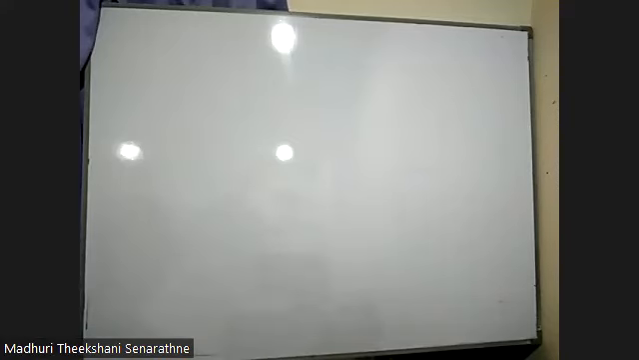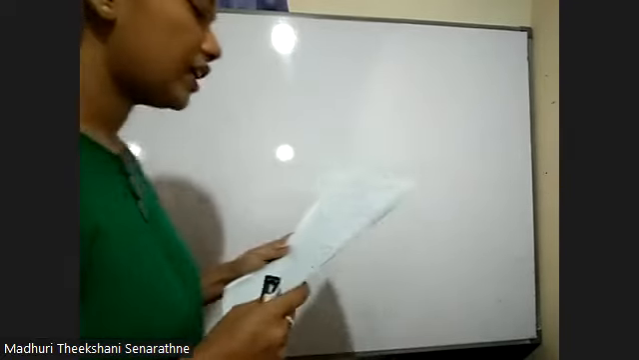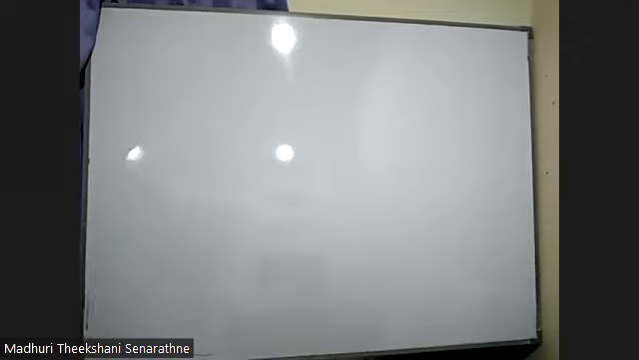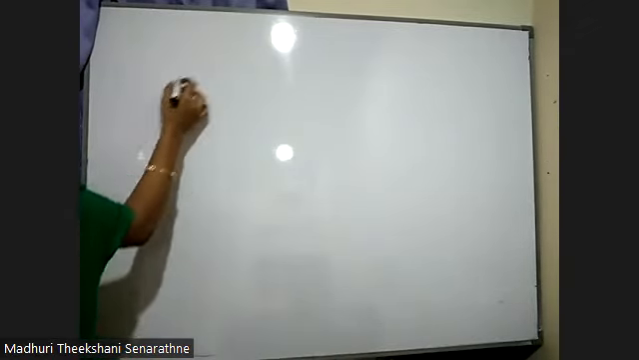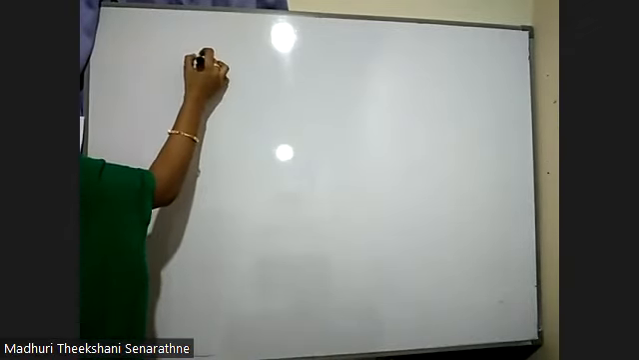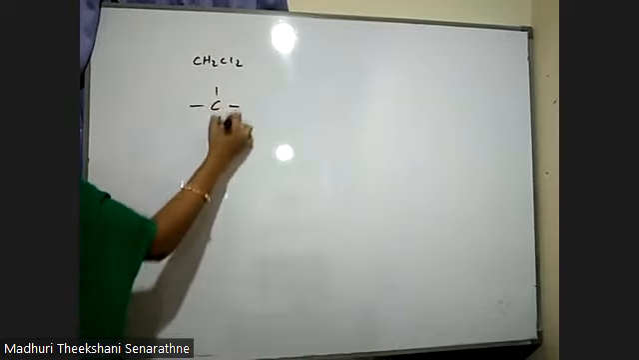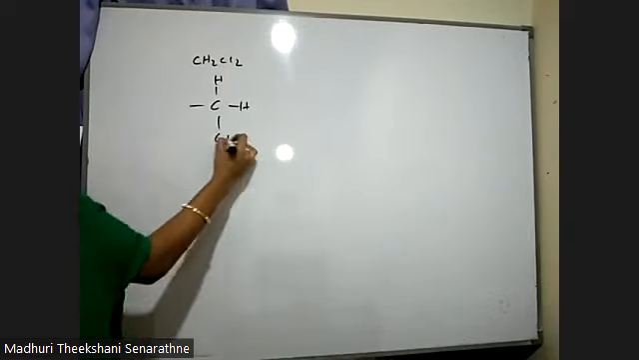Question number 1. Oxidation number and valency of the carbon atom in CH2Cl2, respectively. First of all, can you draw the structure of CH2Cl2? CH2Cl2: C, H, H, Cl, Cl.